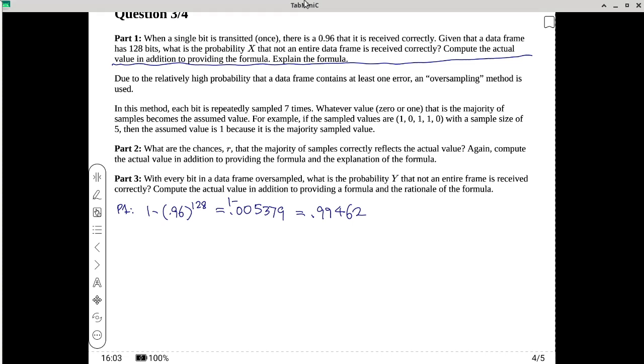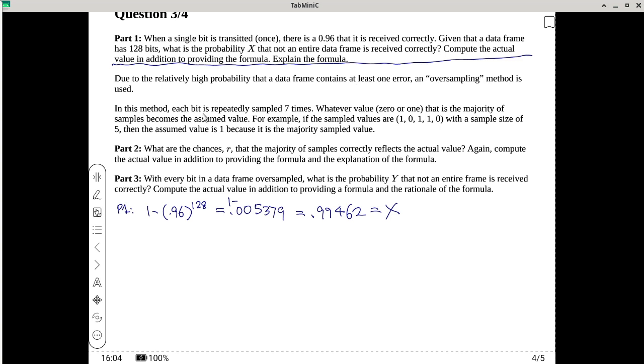All right, so given that the data frame has 128 bits, what is the probability that not the entire data frame is received correctly. So that's good. So most of the time, due to the relatively high probability that a data frame contains at least one error, an oversampling method is used.